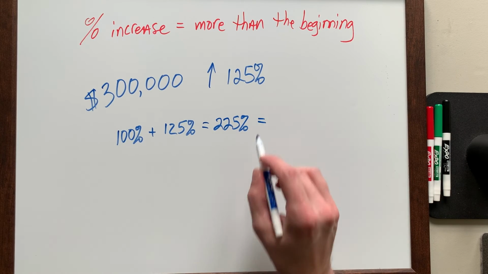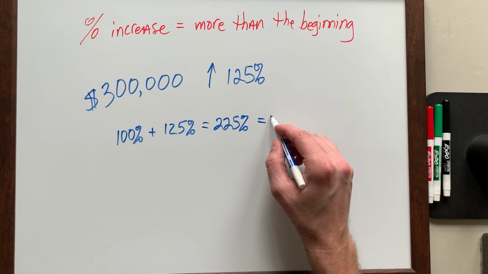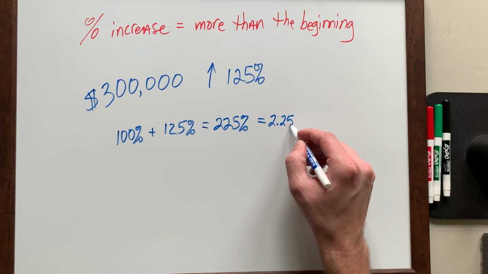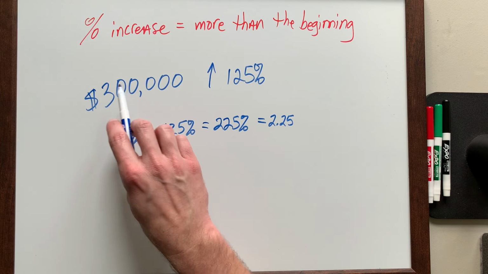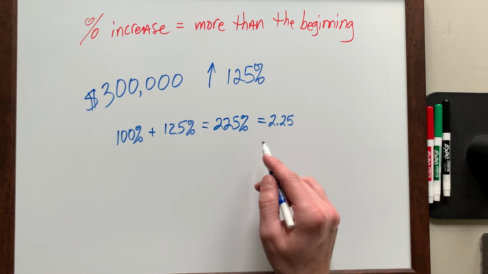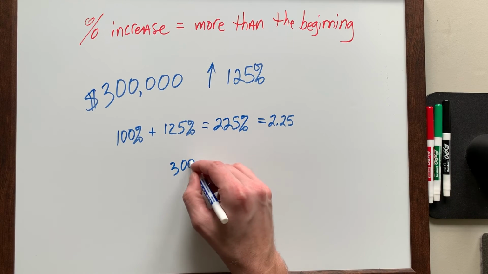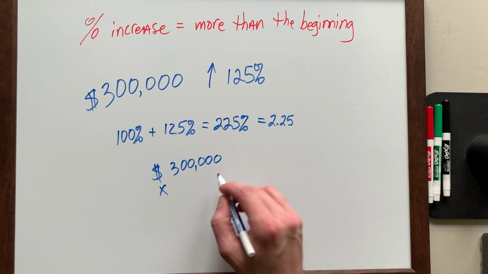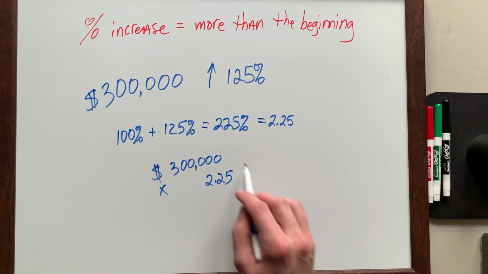Well, I'm going to use the rule with decimals. I'm going to move it 2 spaces to the left, and my 225% is now the decimal 2.25. Okay? This is the multiplier to use on the average price at the beginning to calculate the new increased price. All right? $300,000, my goodness, it's a lot of zeros, okay? If I multiply by 2.25, you can check this with a calculator if you want.